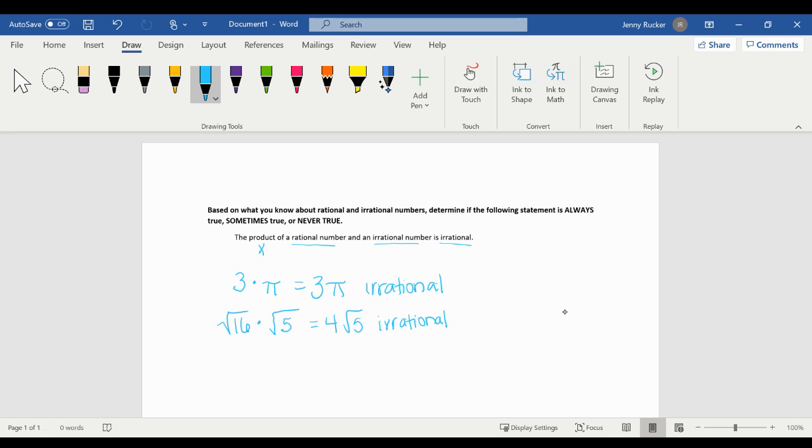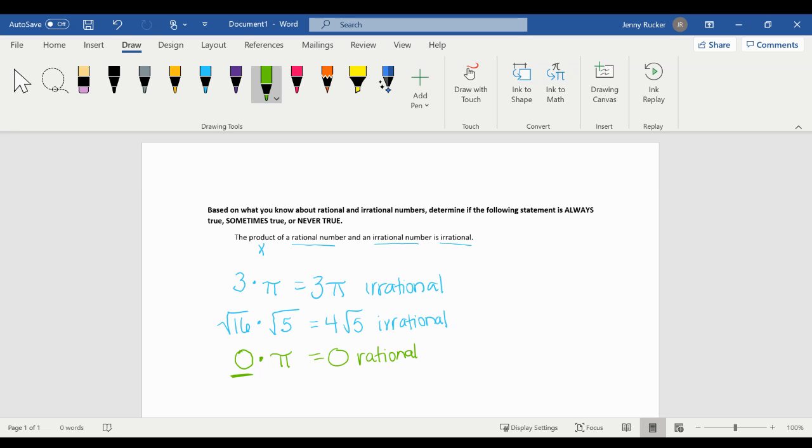Now, the number 0 is also a rational number. So let's use 0 as our rational number. And let's just use pi as our irrational. Well, 0 times pi is just 0. So that is a rational product.